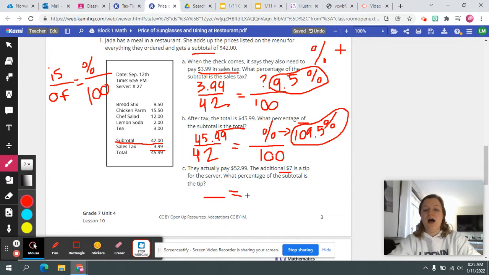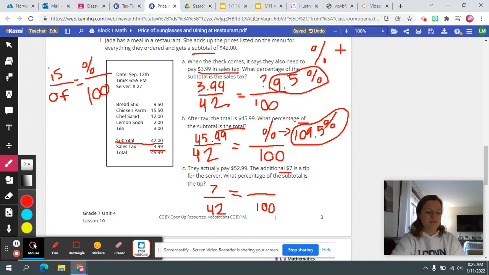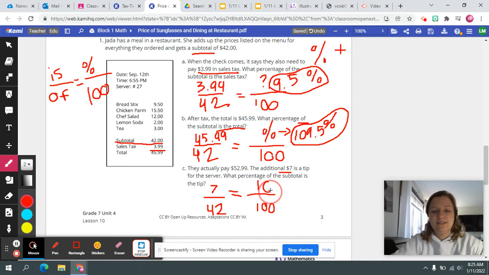What percentage of the subtotal, so take a guess what's going to go on the bottom, the subtotal, right, the 42, is the tip. Well, they just said our tip is $7, and I'm trying to figure out the percent. So that would be 7 times 100 divided by 42, or 700 divided by 42. And I get about 16.7%.